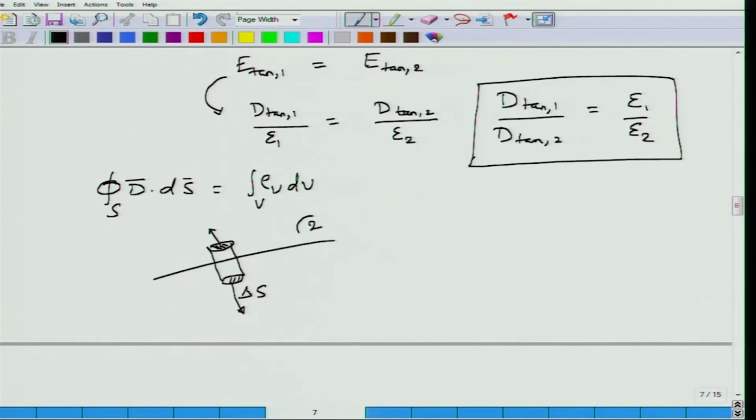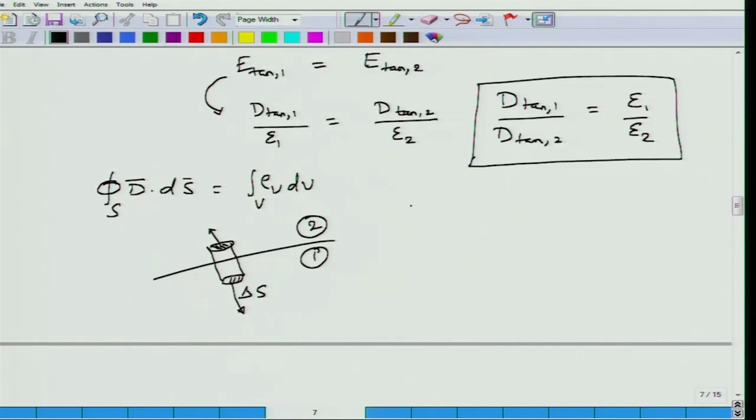This is medium 2, this is medium 1. Now the tangential electric fields to the top and bottom would not contribute anything, right? Only the normal component of the D field will contribute. Okay, so let us first blindly write down the left hand side.